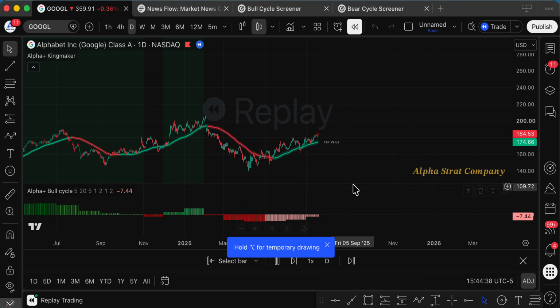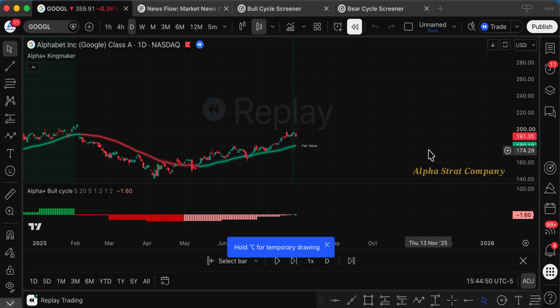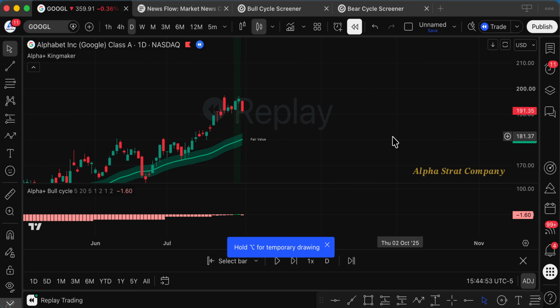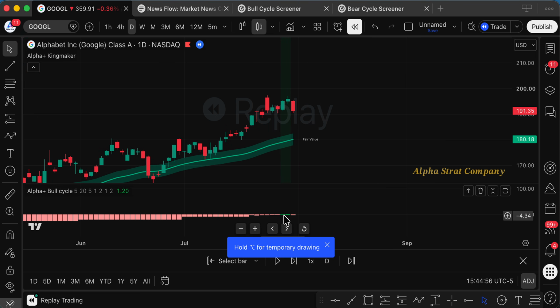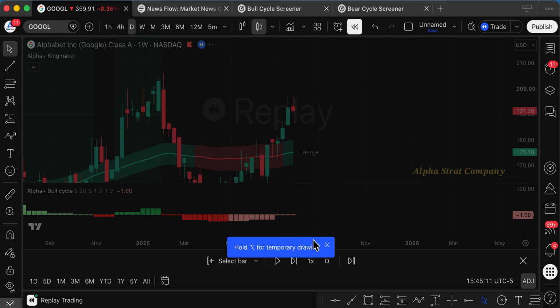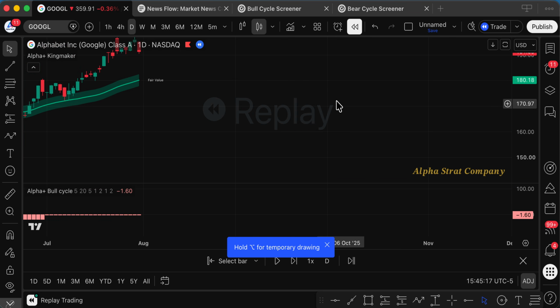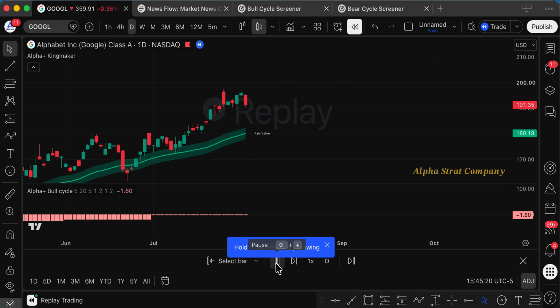Let me fast forward a little bit. All right, so if you're on the daily time frame, we've got a couple of green ones right here. Now, one thing that I do recommend is when you start getting into a bull cycle, go ahead and check the weekly, because as you see, these are just small days right here.